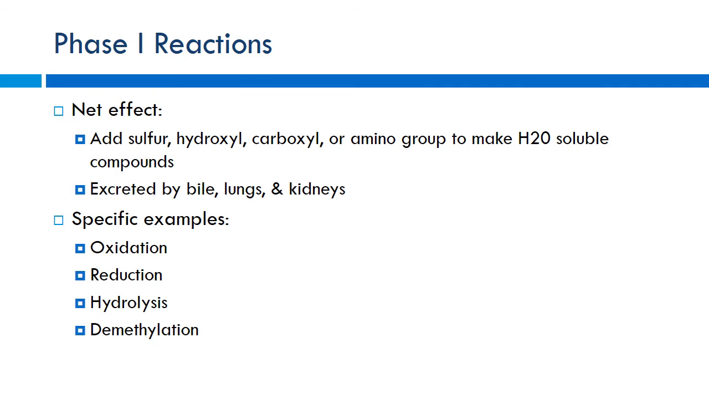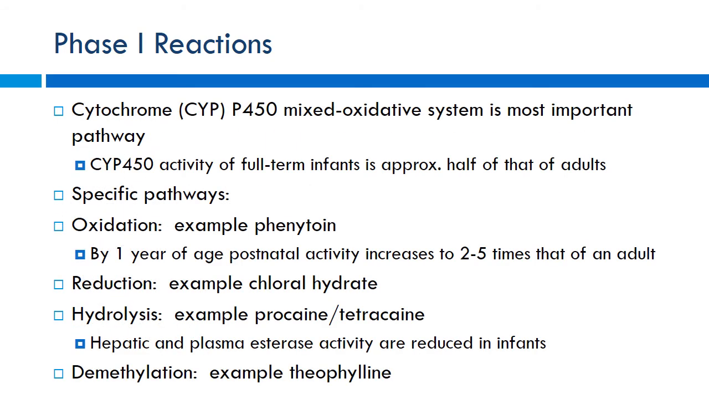Looking at our phase 1 reactions, remember these are generally going to be altering the molecule to be more water soluble or to get it ready for phase 2 reactions, in which we will actually add on some kind of functional group to the drug. But essentially here we're going to see oxidation, reduction, hydrolysis, demethylation, oxidation being one of the big ones where our CYP enzymes are working. What you typically find is that CYP450 activity in full-term infants is about half that of adults. And so you can see that they'll have different rates of maturity as a patient starts to get older.